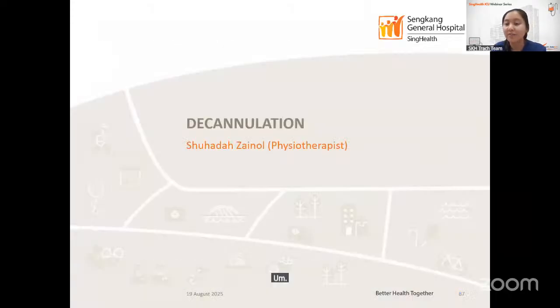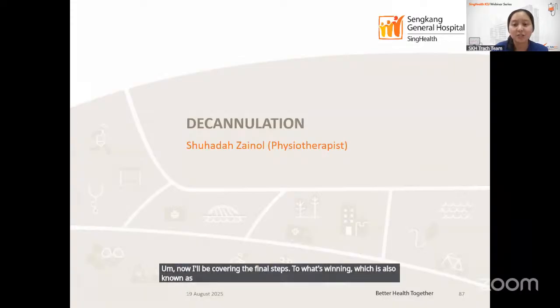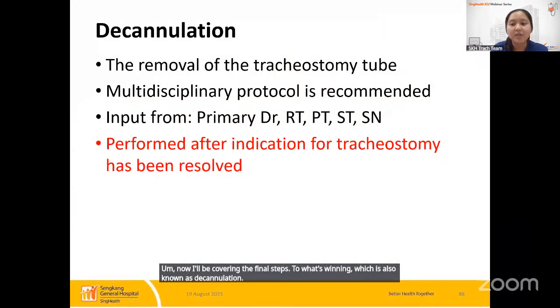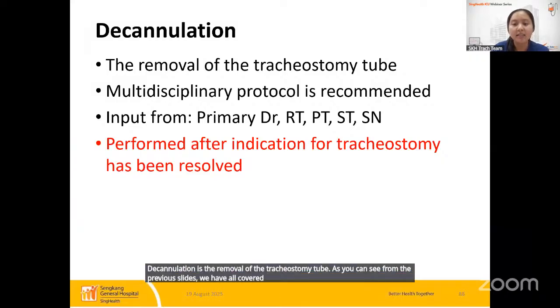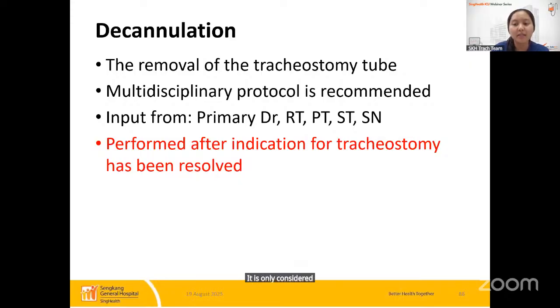Now I'll be covering the final steps towards weaning, which is also known as decannulation. Decannulation is the removal of the tracheostomy tube. As you can see from the previous slides we have all covered, it takes the whole multidisciplinary team's input and consideration before proceeding with decannulation. It is only considered once the main indication for tracheostomy creation has been resolved.